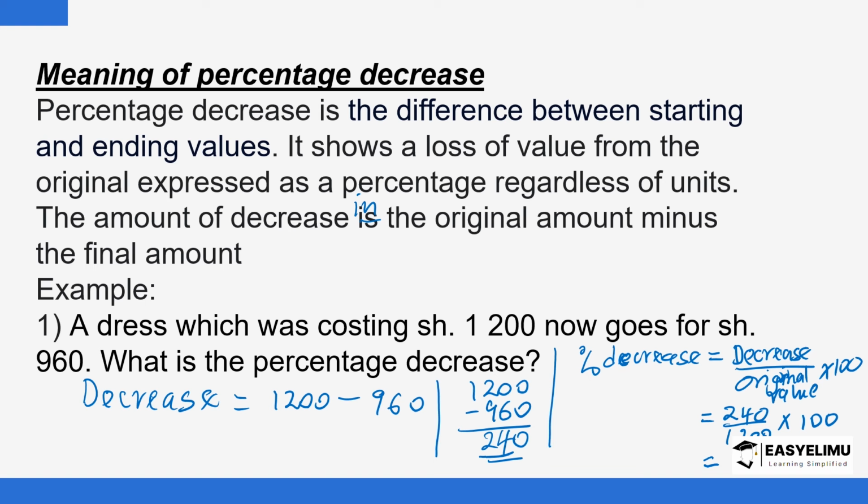So this is going to give us, the 0 cancels that, this cancels that, and then we have 12 here, 1, 12 there, 2. So 2 by 10 is 20. So this percentage decrease is 20%. That is basically what you are supposed to do.